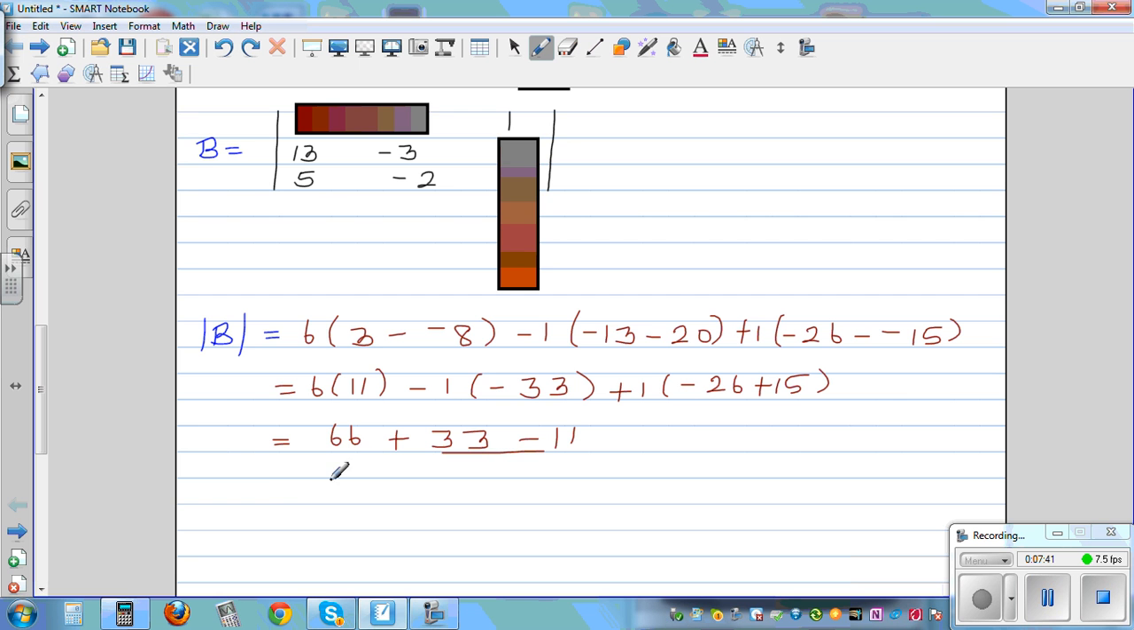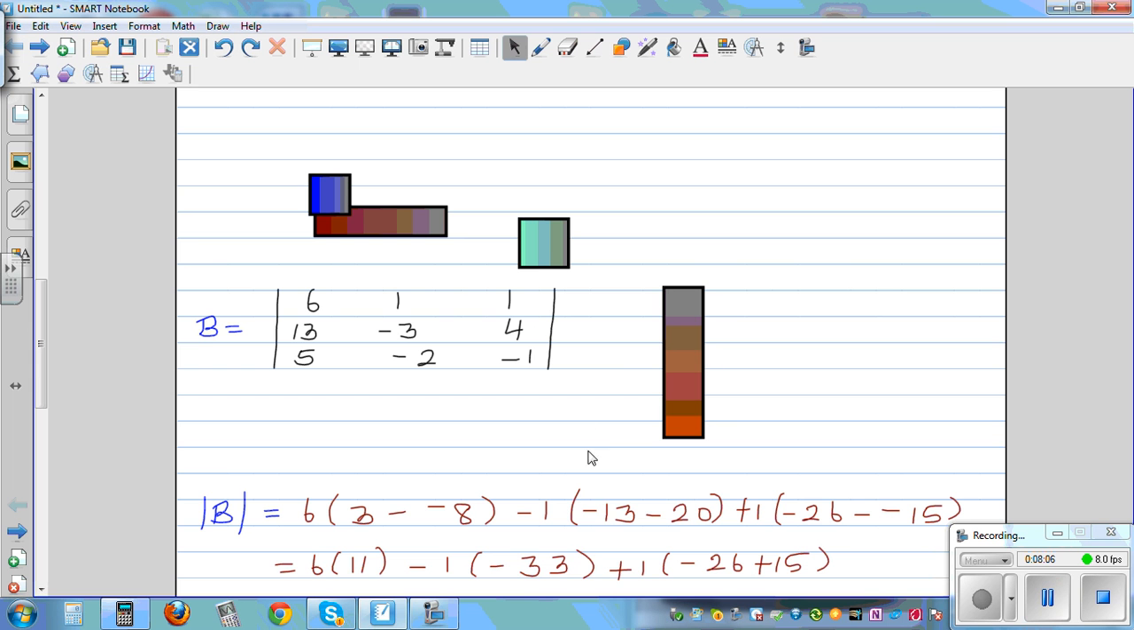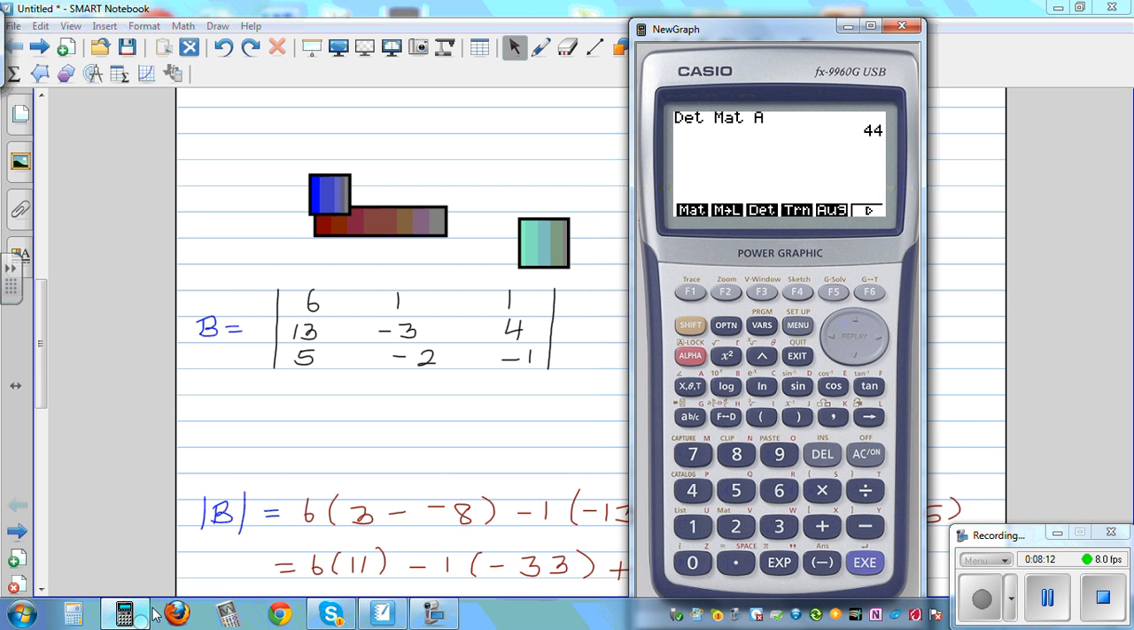So this is 66 plus 22, which is 88. So the determinant is 88. So let's check this again on a calculator. And as a student, it is always good to do this process, because later on I'm going to use this to solve a simultaneous equation of 3 variables.